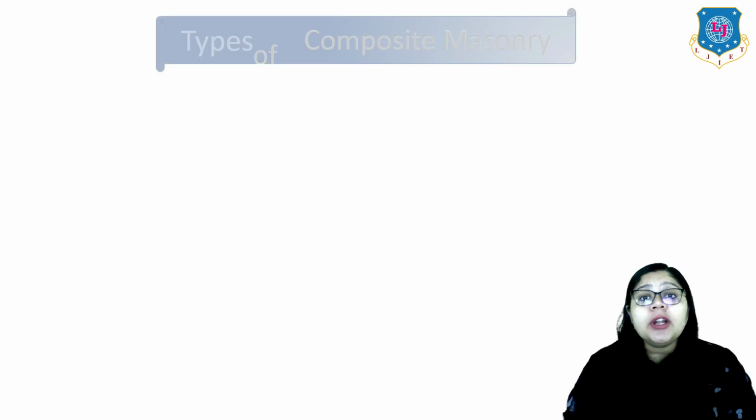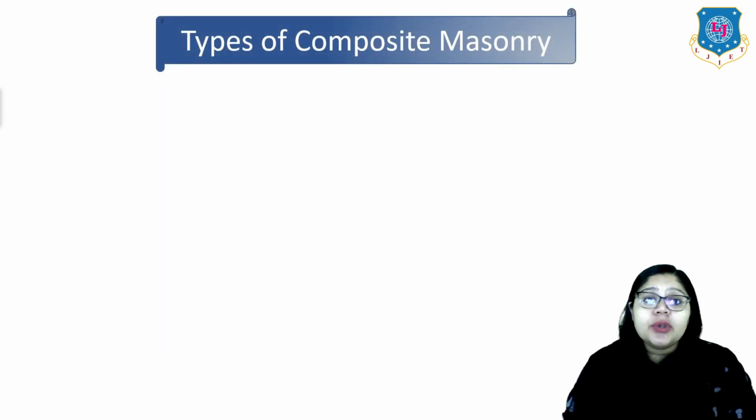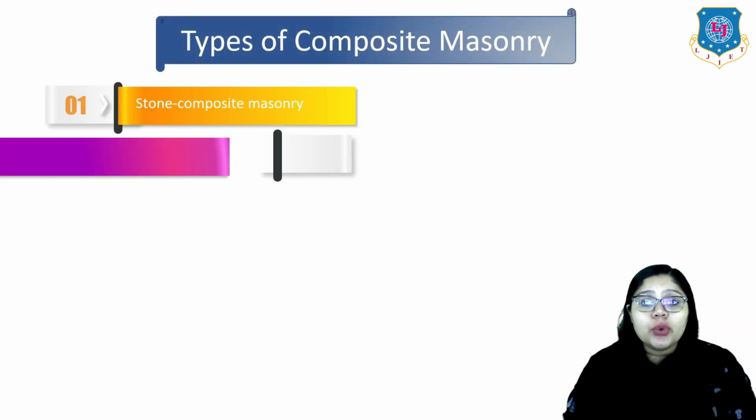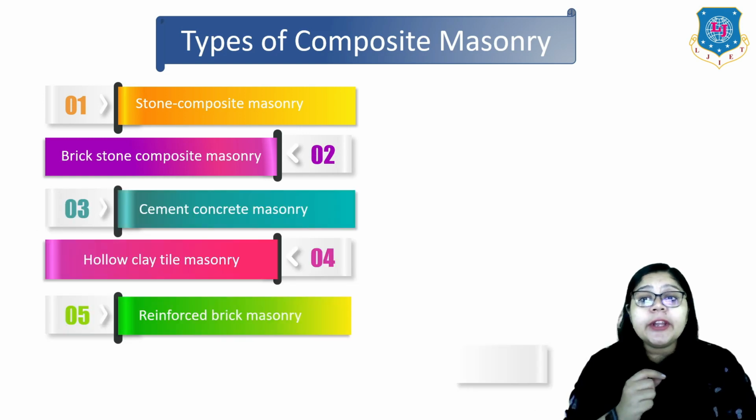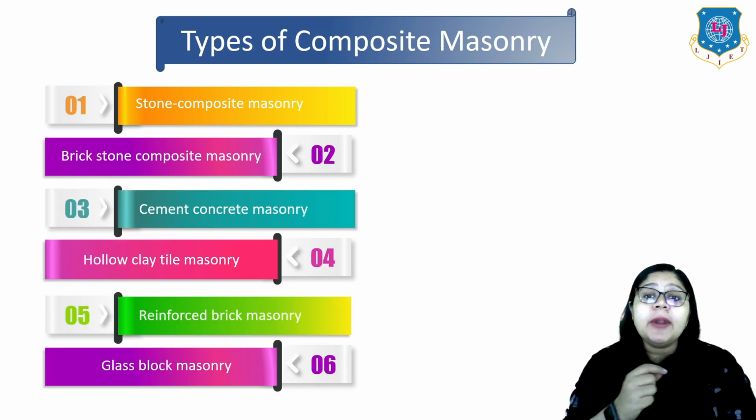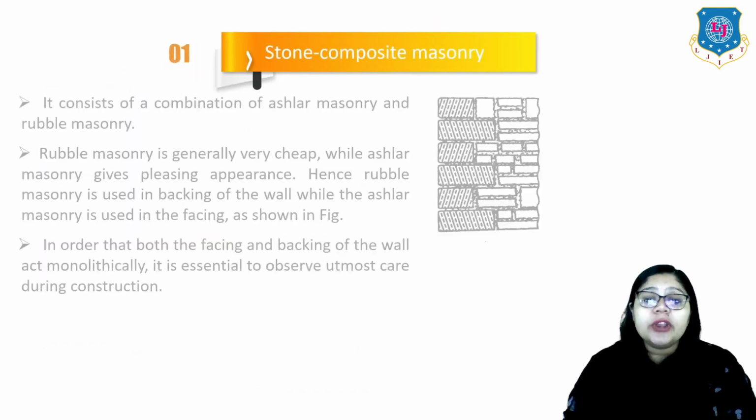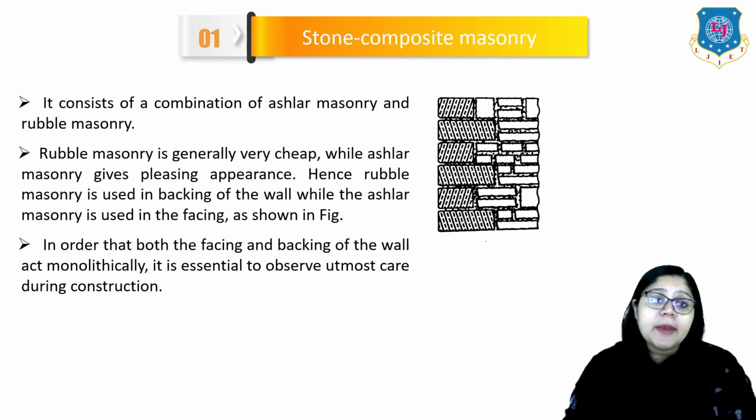So let us see different types of composite masonry. The first type is the stone composite masonry, then the brick stone composite masonry, then the cement concrete masonry, the hollow clay tile masonry, then the reinforced brick masonry, and lastly the glass block masonry. Let us start with the first type, which is stone composite masonry.